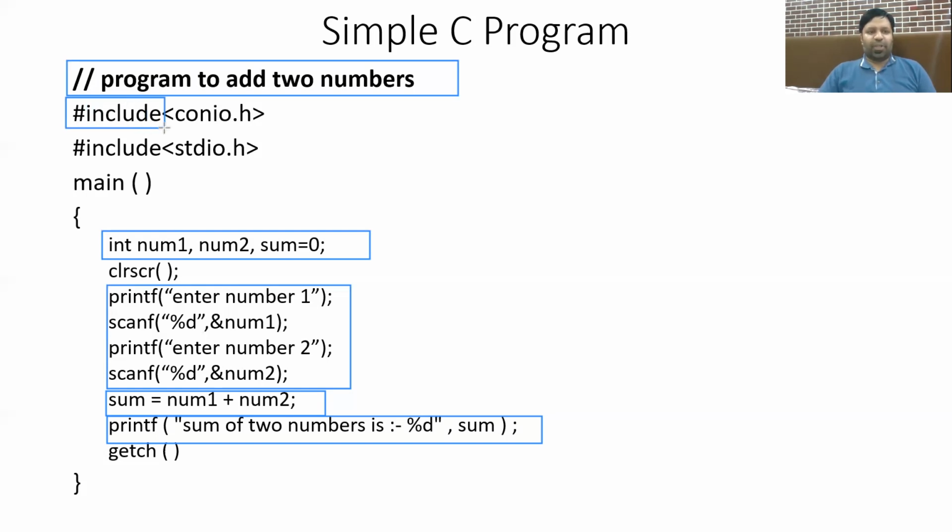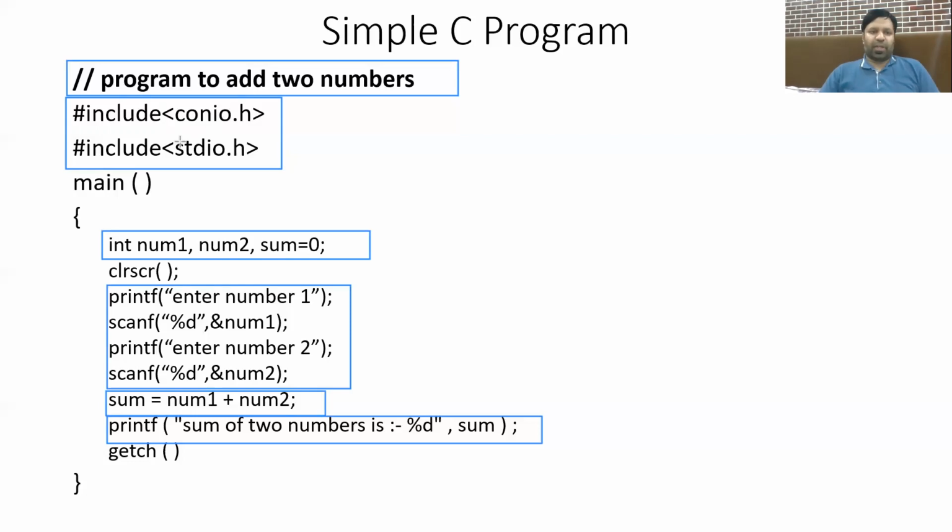That means we want to include some file in our program. What is the name of the file? conio.h. So this file inclusion preprocessor has been used twice. One to include the file conio.h and the other one to include the file stdio.h.